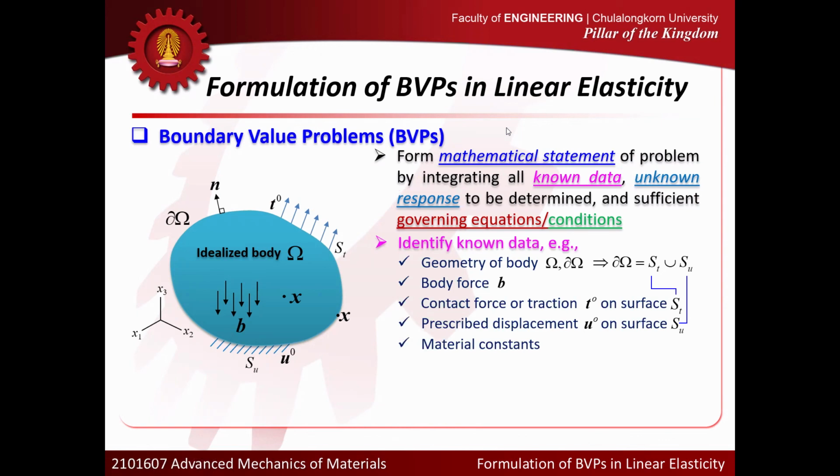Material constants. To formulate the problem, to solve the problem, you need to be able to represent the material of that body. So it depends on the real problem. If the material that made up the body in the real case is, for example, steel or concrete, now you have to think about the model that can be used to represent the behavior of the material properly.